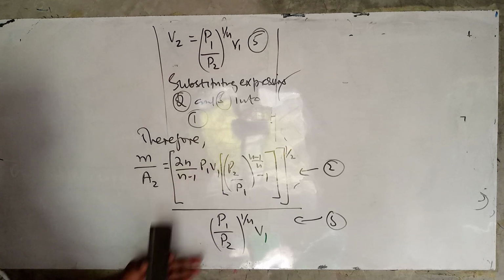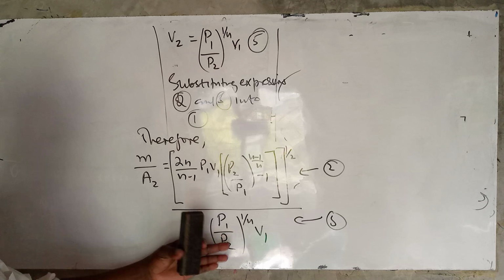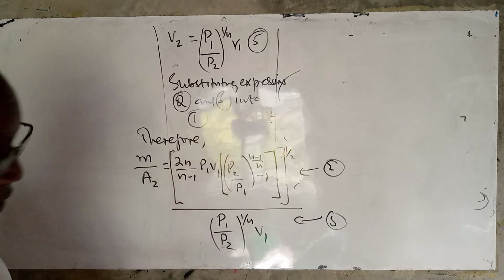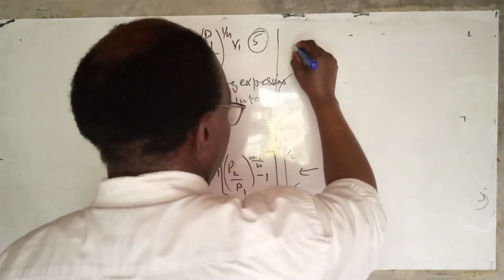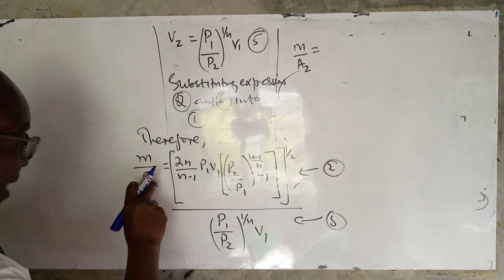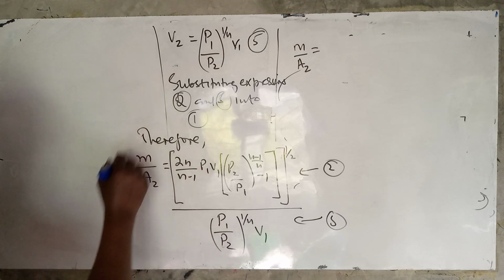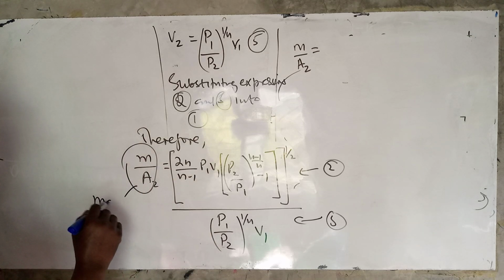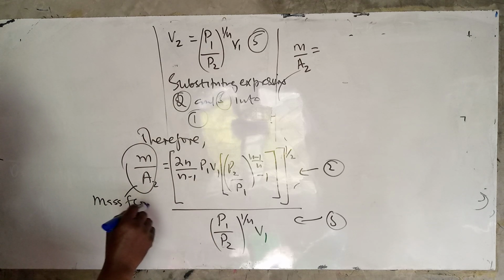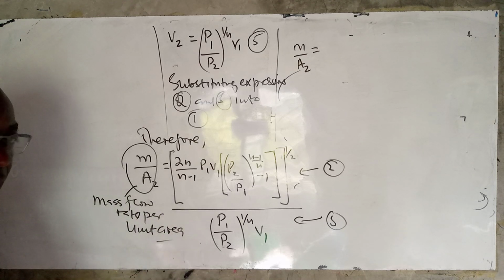And one of the ways is, because we are seeing we have the pressure expressions here and specific volumes, we need to take them up and consolidate them into one expression. So M over A2, which is the mass flow rate per unit area. Remember, M over A2 is mass flow rate per unit area.